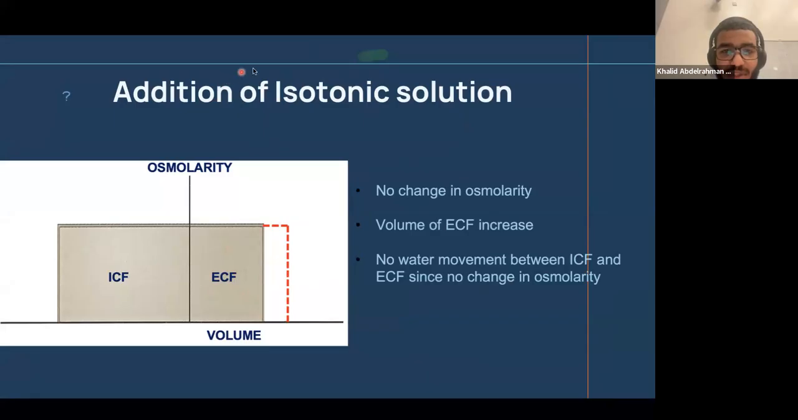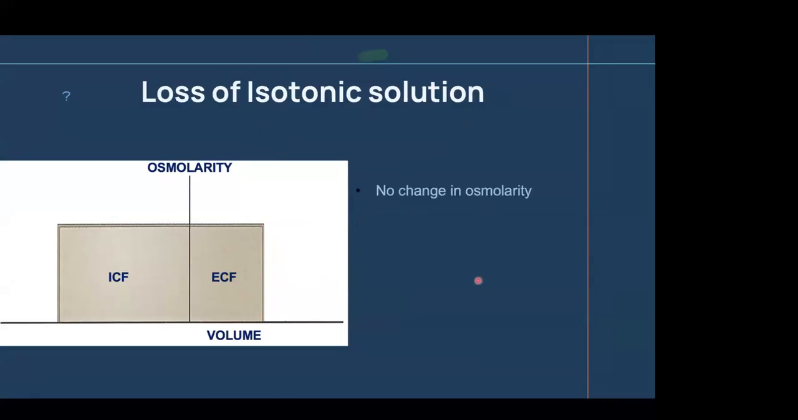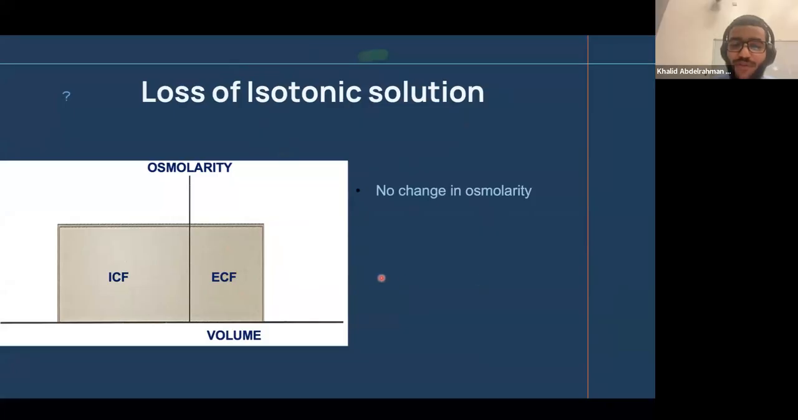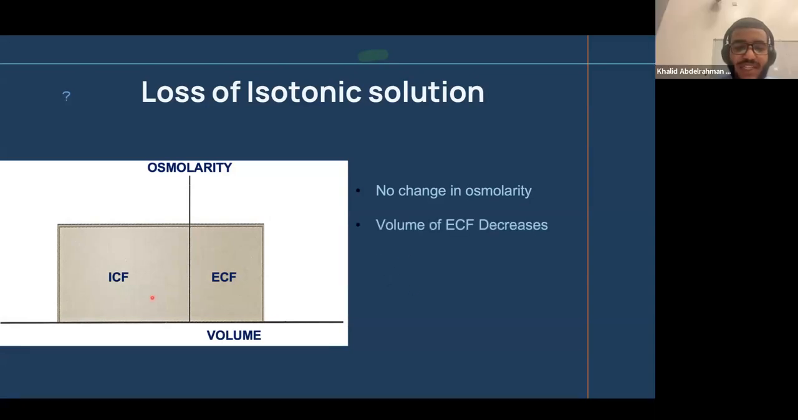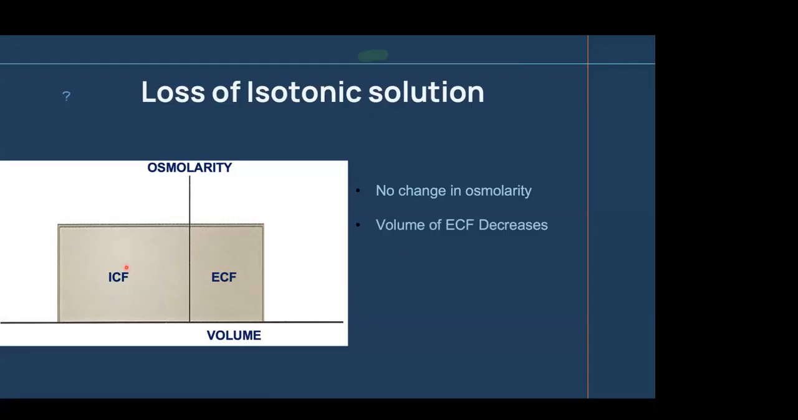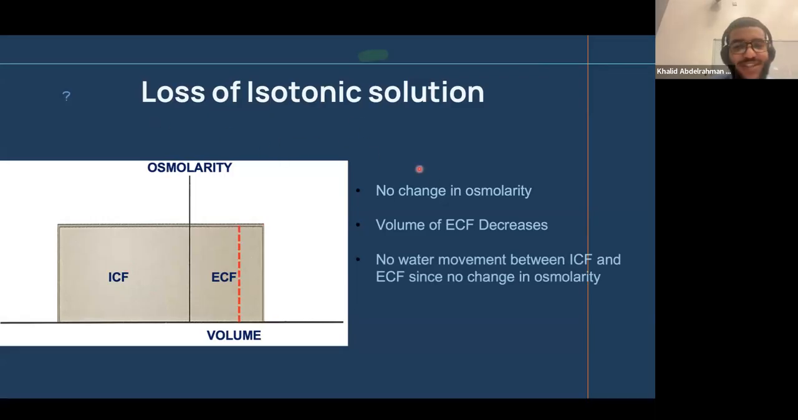So now let's talk about the next scenario, which is loss of isotonic solution. Now, is there a change in osmolarity? No, no change in osmolarity. And what happens to the volume? It decreases. The ECF volume decreases. Only ECF. Will there be a change in ICF's volume? No, because there's no change in osmolarity. Perfect. So you got those two. Those two are easy.